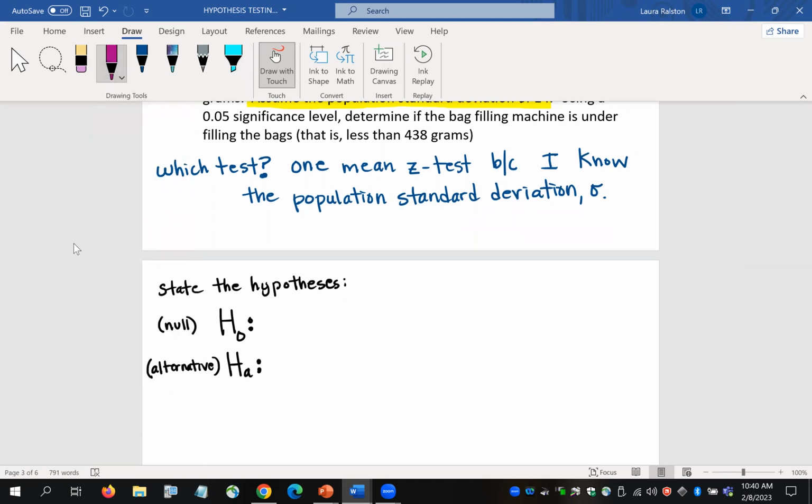You can look for words like conclude, claim, believe, think. I think this one actually uses the word determine. Now, that's not a comprehensive list, but those are some of the key words you can look for.